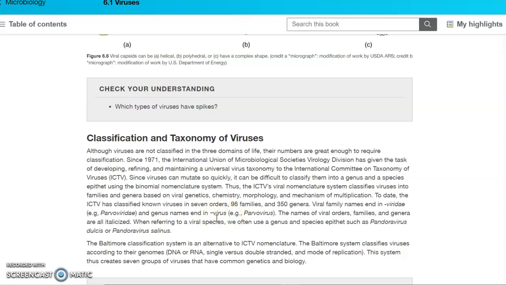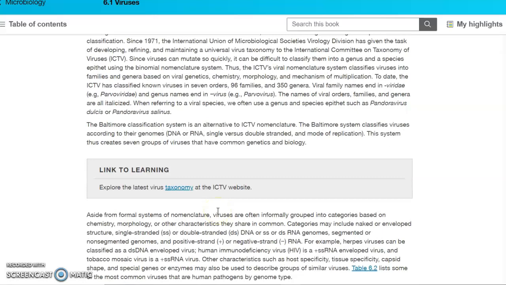An alternative to this is what we refer to as the Baltimore classification system. The Baltimore classification system classifies viruses based upon their genome. Do they have DNA or RNA, and what type? Is it single-stranded or double-stranded? And then their mode of replication. So we have both means of classification, and we will really use both. We'll use the naming conventions set forth by the ICTV, but we'll also take a look at the specific genomes based on the Baltimore classification.